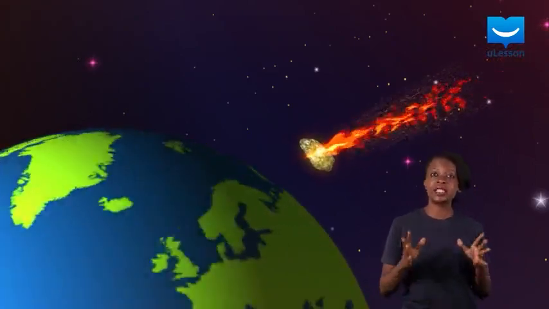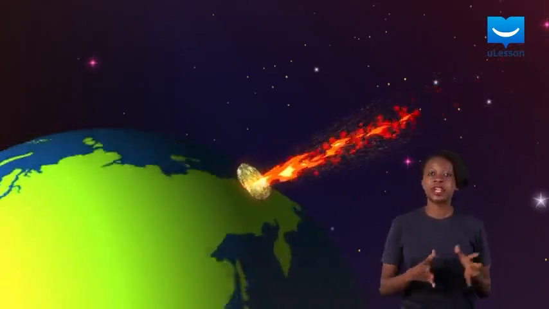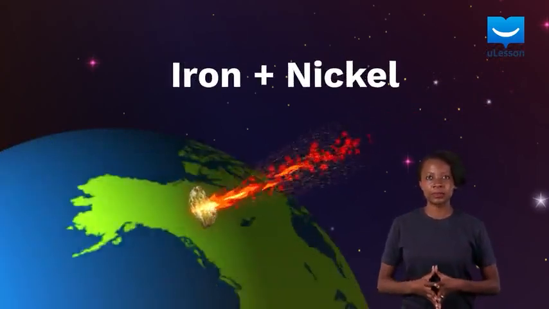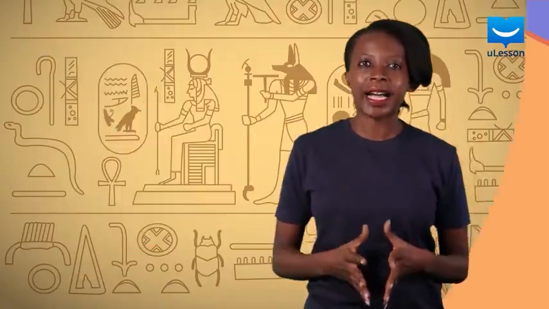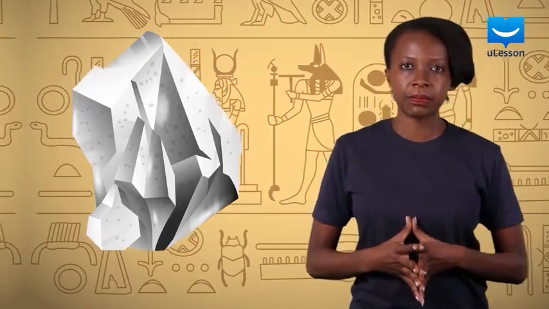For example, iron meteorite, which occasionally falls on our planet from outer space, is an alloy that contains two metallic elements, which are iron and nickel. In this lesson, we will focus on some common man-made alloys and their uses. The uses of alloys can be traced back to early civilization.